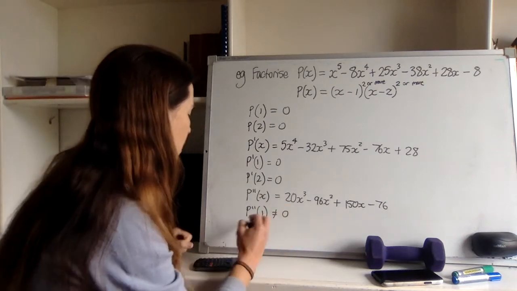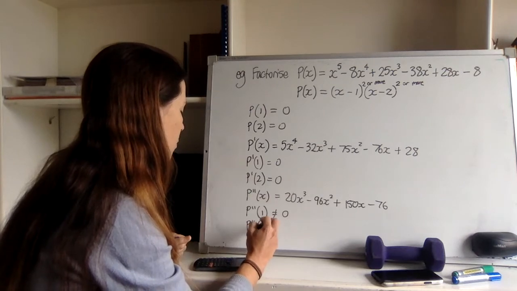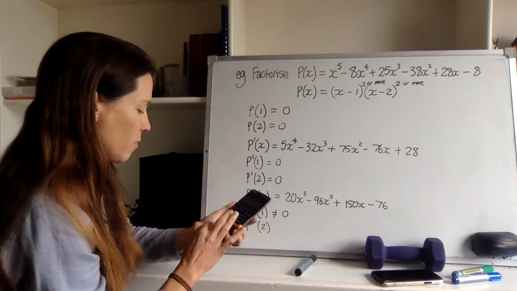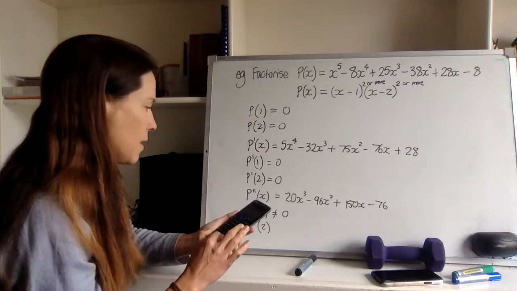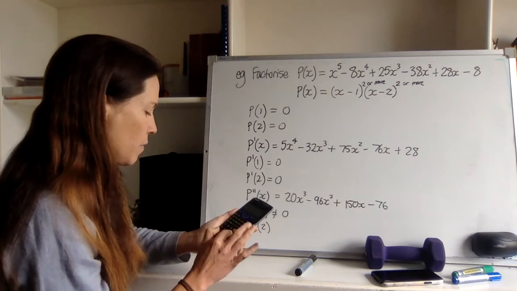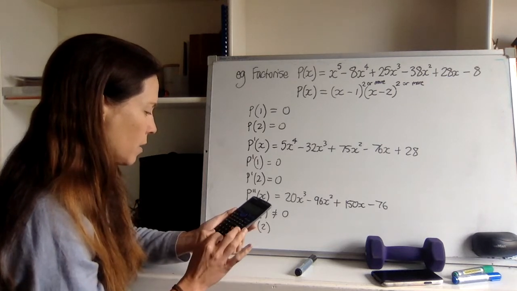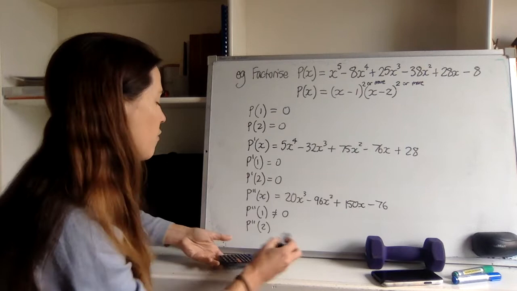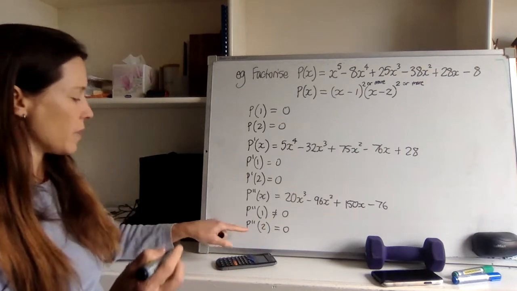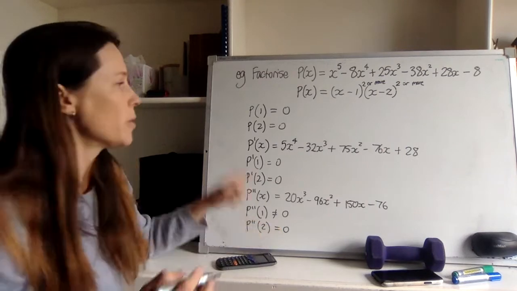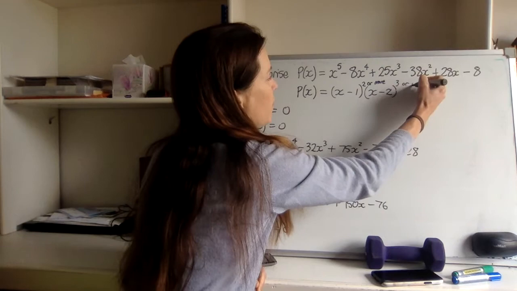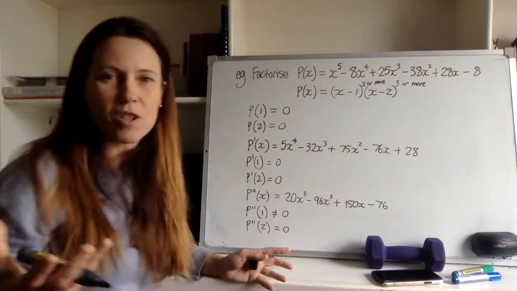We'll just note that. But we'll try the other one while we're there. I need 20 times 8, just doing 2 cubed in my head, minus 96 times 4, plus 150 times 2, minus 76, and that did give me 0. So what that tells me is that if the second derivative of this is equal to 0, then this one must have a multiplicity of 3 or more. Now, I've written or more up there because I'm just showing my thinking.